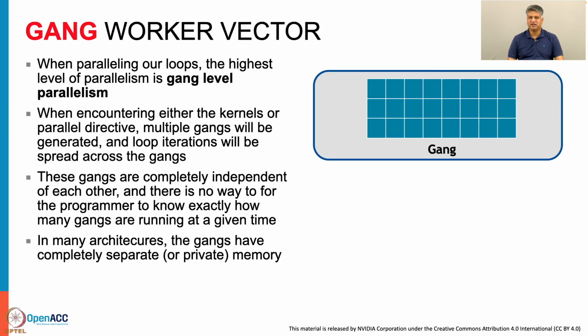These gangs are completely independent of each other, and there is no way for the programmer to know exactly how many gangs are running at a given time, which ones are running simultaneously, which one is running in which order. So all the gangs are truly parallel. In many architectures, the gangs have completely separate or even private memory. So how the memory organization takes place for a gang is also dependent on the architecture that you're running on.